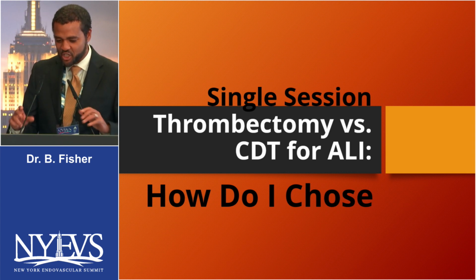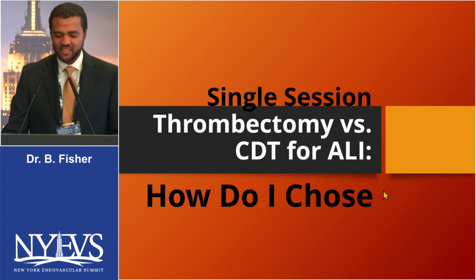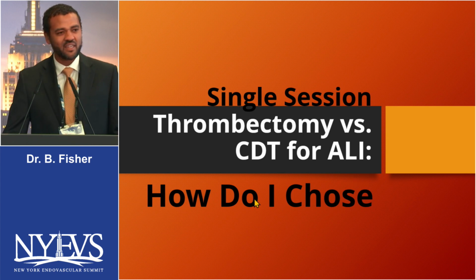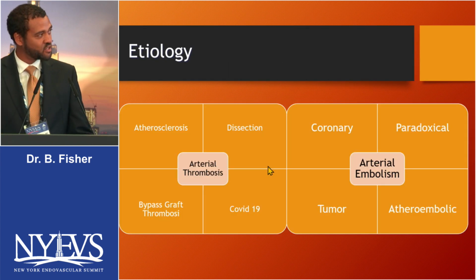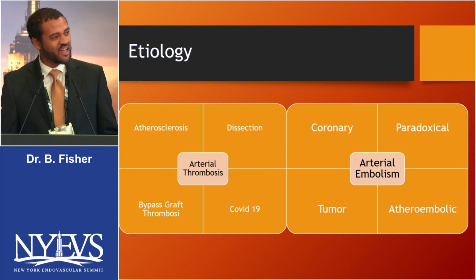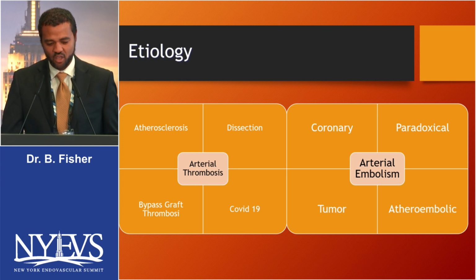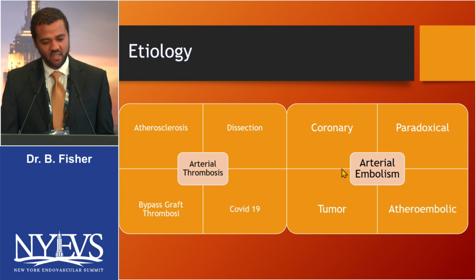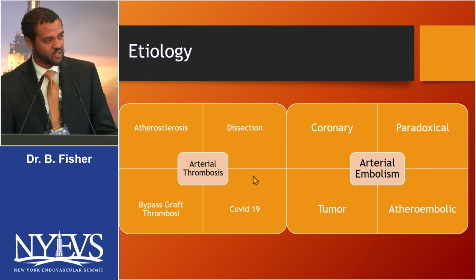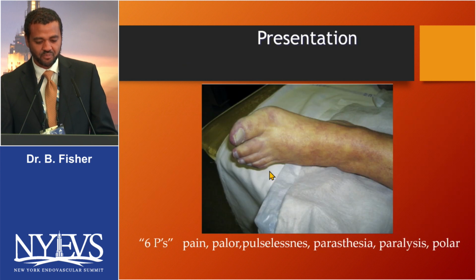So with that being said, I get to jump into single session thrombectomy versus catheter-directed thrombectomy for acute limb ischemia, and then how do I choose? No relevant disclosures to talk about first, but we'll go into etiology. A lot of this my colleague Dr. Dua covered, so I'll get through it quickly. Looking at causes of acute limb ischemia, you are very well aware of them: arterial thrombosis versus arterial embolism, and their respective causes.